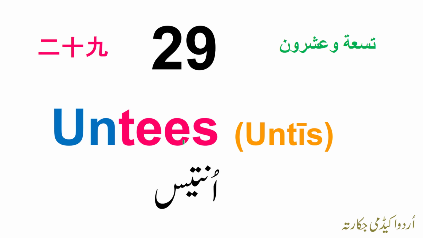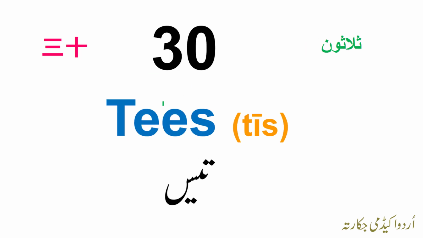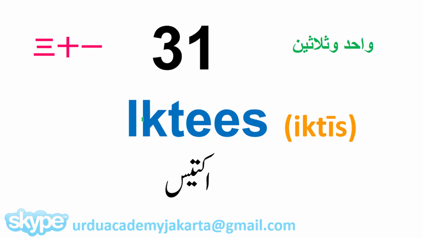29 Untees. First say un and then say tees. Number 29 is followed by 30 which is tees. Therefore we say un and tees. 30 tees. Tees with soft sound of T like in Arabic and Spanish language.